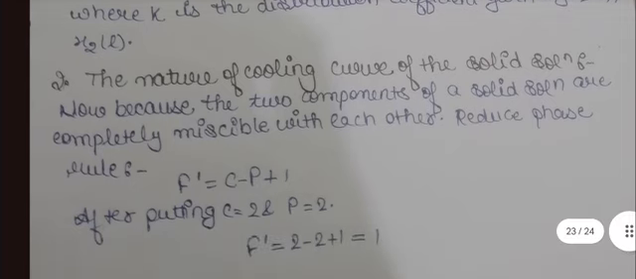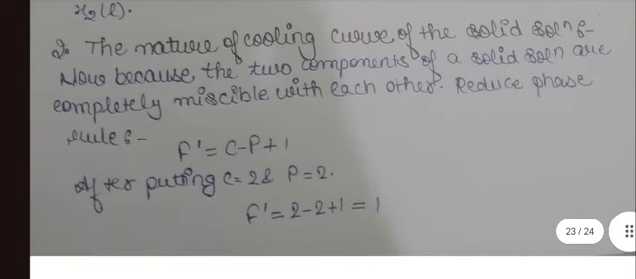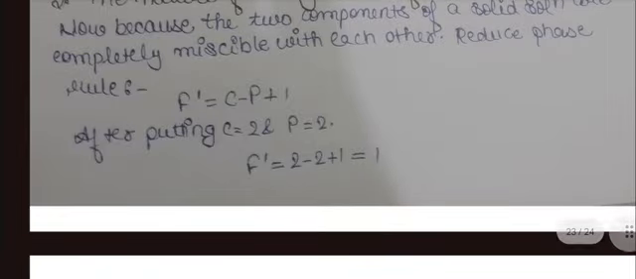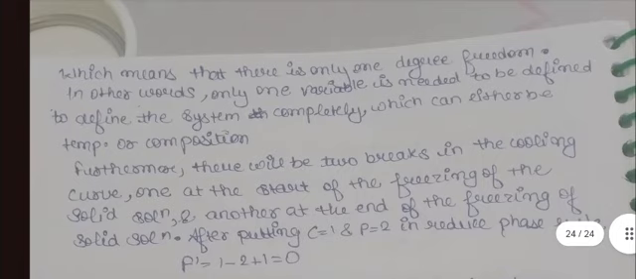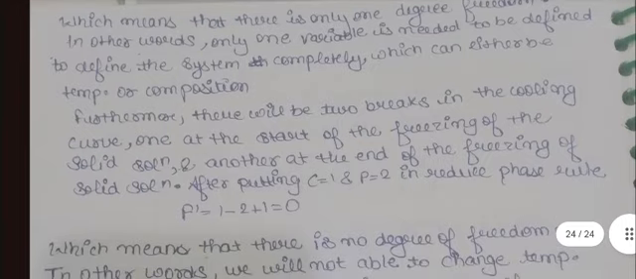The nature of the cooling curve of a solid solution now becomes different, because the two components of the solid solution are completely miscible with each other. Reduced phase rule is F' equal to C minus P plus 1. After putting C equal to 2 and P equal to 2, F' is equal to 2 minus 2 plus 1 is equal to 1, which means that there is only one degree of freedom. In other words, only one variable is needed to define the system completely, which can either be temperature or composition.